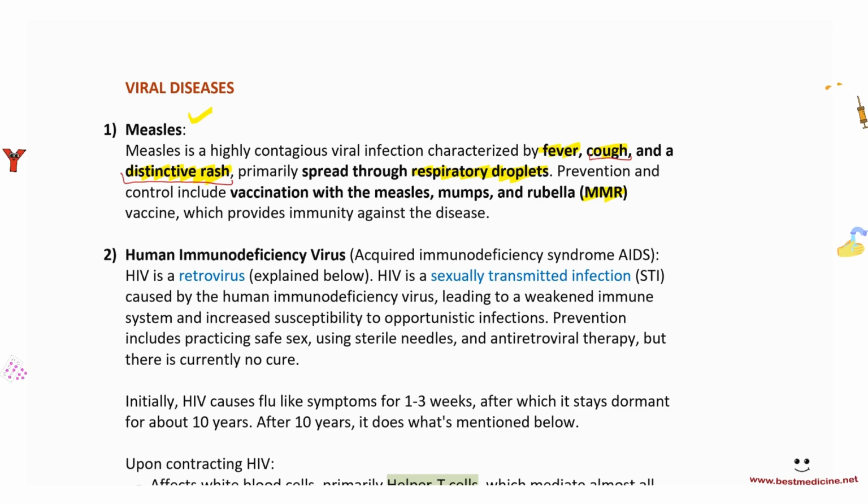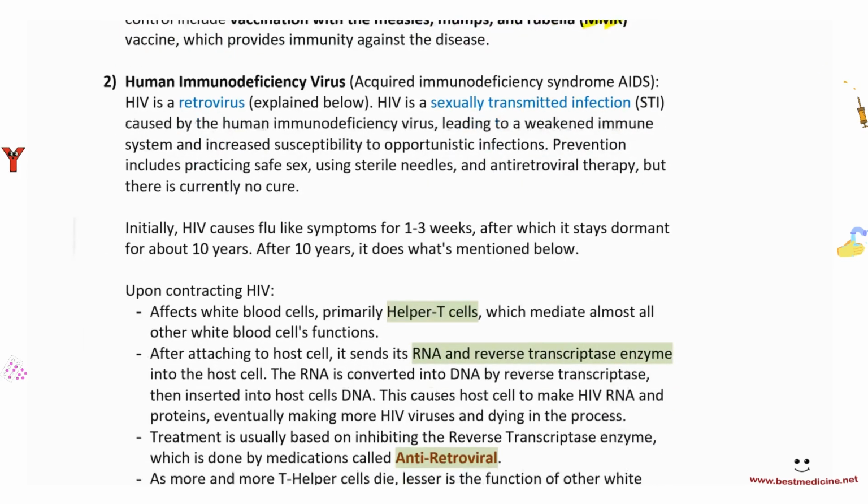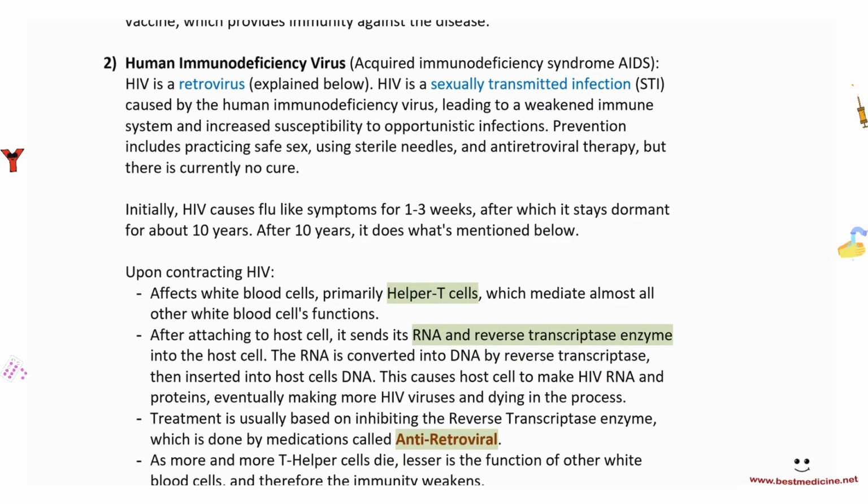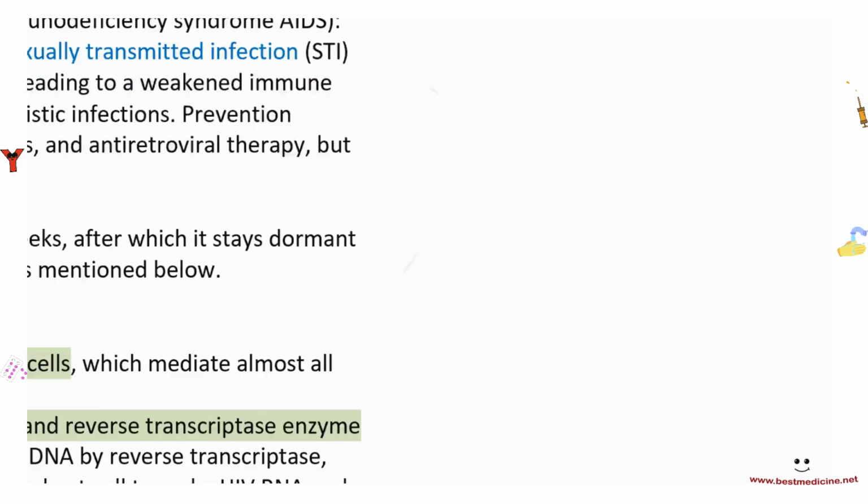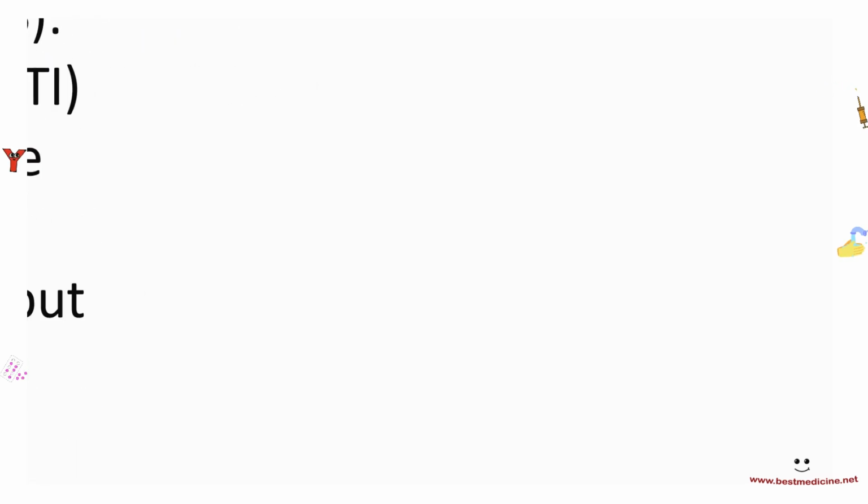Number 2, which is very important and a little bit difficult, is HIV. Because we have a good background on this, hopefully this will be very easy. So HIV, human immunodeficiency virus, is a retrovirus. What is a retrovirus? This needs a little bit of background, so let's go ahead and study a little bit.